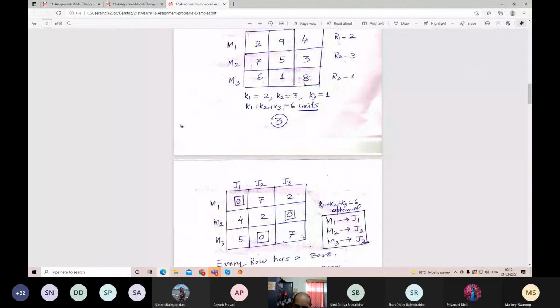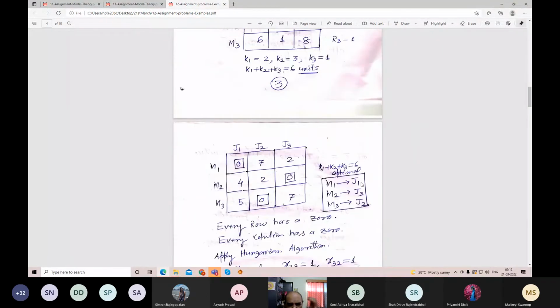Now the question is how we assign. We select a row which has only one 0. In this problem, every row has only one 0. The first row has one 0, the second row has one 0, the third row has one 0. So we assign to the first 0, that is machine 1 to job 1.